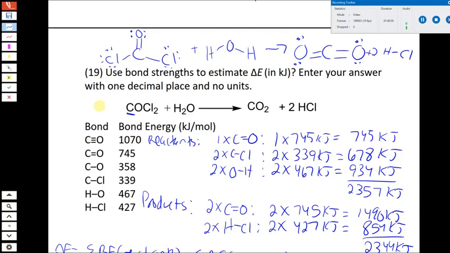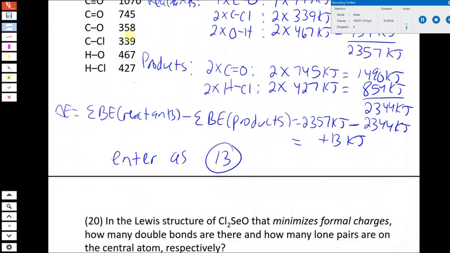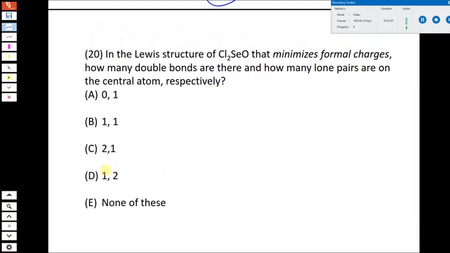Anything else? All right, last actual question on the review, but as I said, I have one bonus slide to clear up one other topic. This is the right one, right? Yeah, because I changed this last question. So in the Lewis structure of Cl2SeO that minimizes formal charges, how many double bonds are there and how many lone pairs are on the central atom respectively?